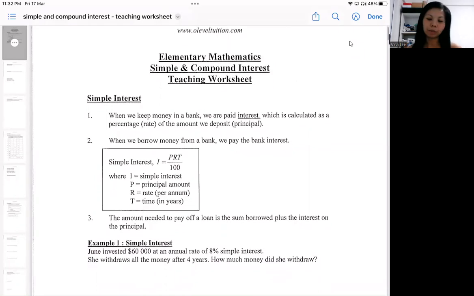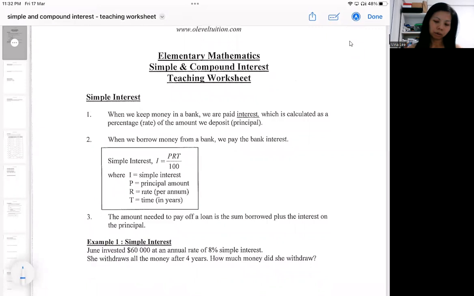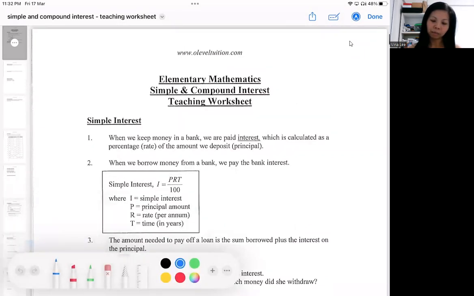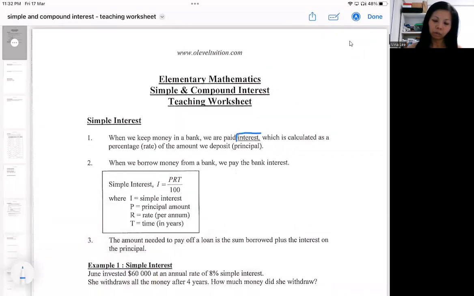Interest is like extra money. So when do we get the extra money? We get the extra money when we keep money in the bank. When we keep money in the bank, we are rewarded with extra money. The bank gives you the extra money to reward you for keeping money with them. So that's called interest.